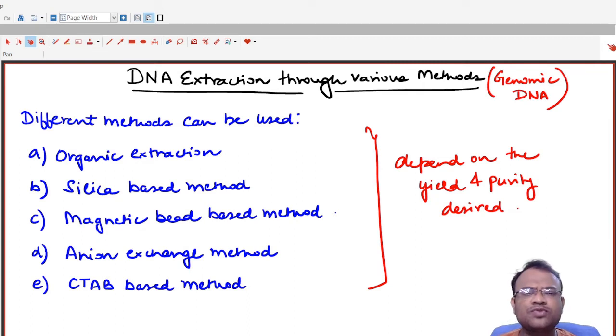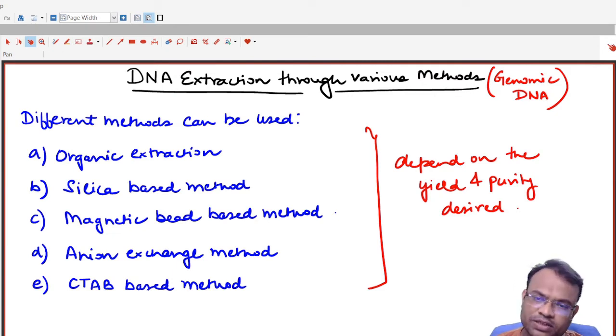Those methods would be basically to extract the genomic DNA, because there can be plasmid DNA also, but what we are aiming at is taking out the genomic DNA. So I would be generally talking about the various methods of DNA extraction, and I will be telling you the salient features of each one of them.